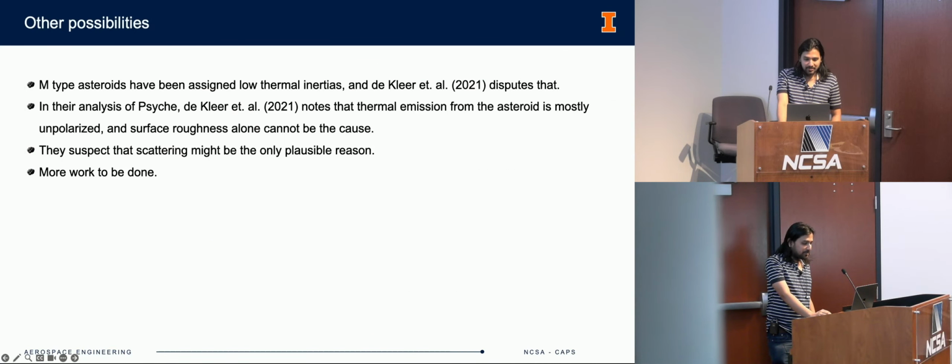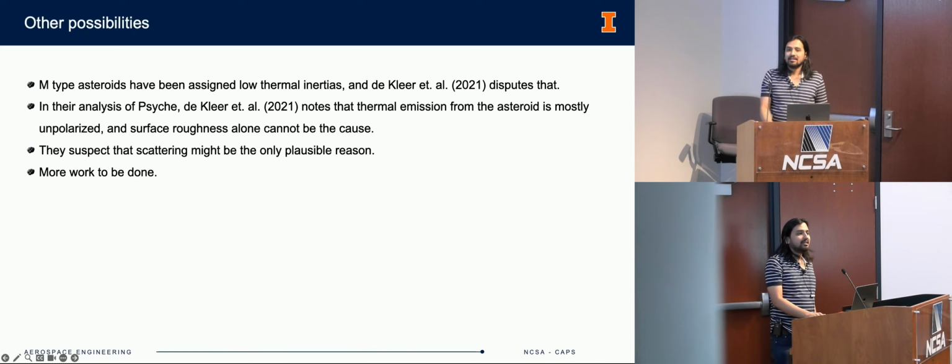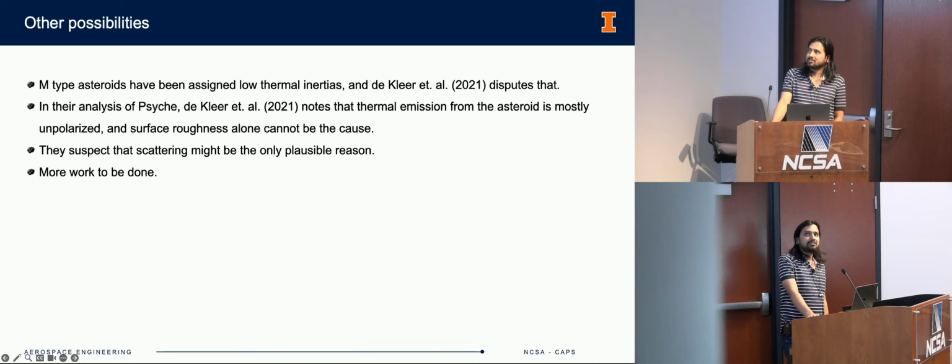So we again look at what the other possibilities are. This paper in 2021 said that M-type asteroids like Calliope have been assigned low thermal inertias, but they say that the thermal inertia should actually be higher.